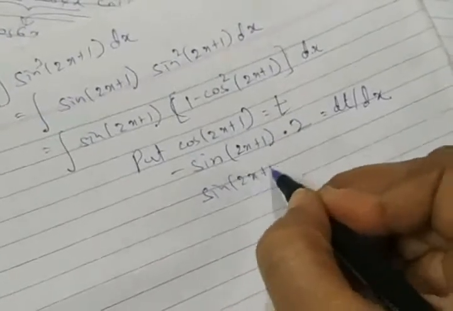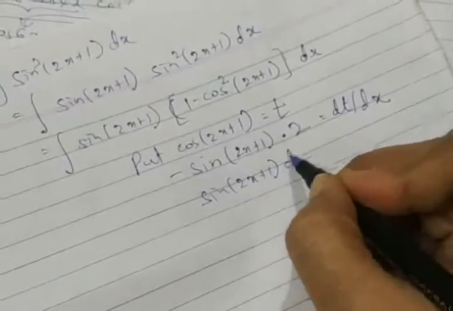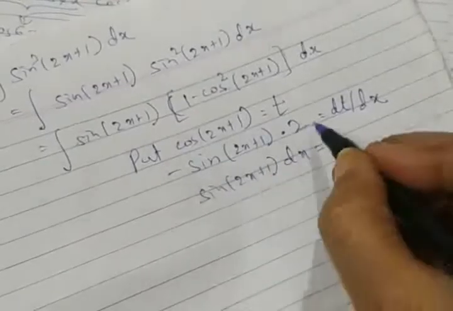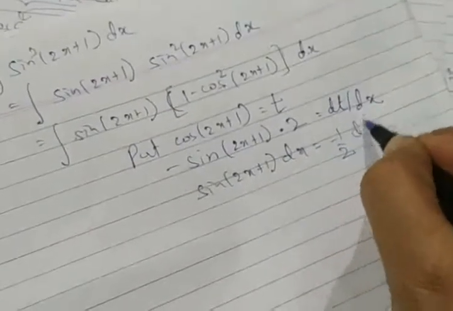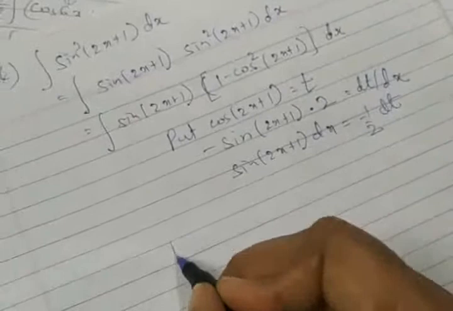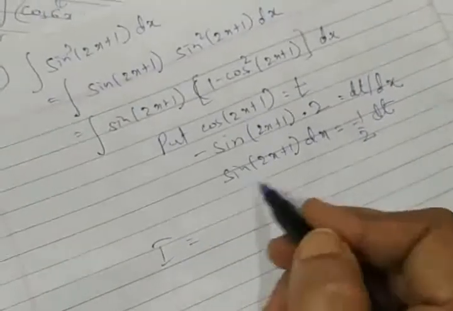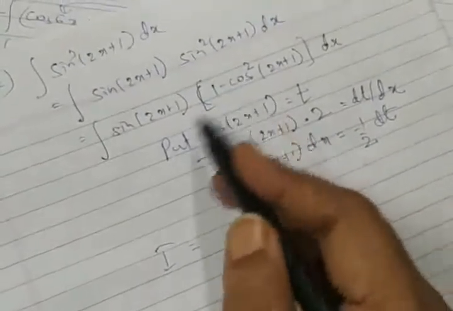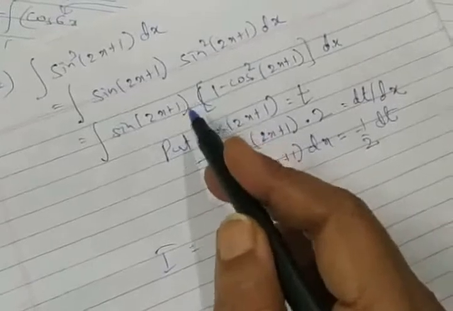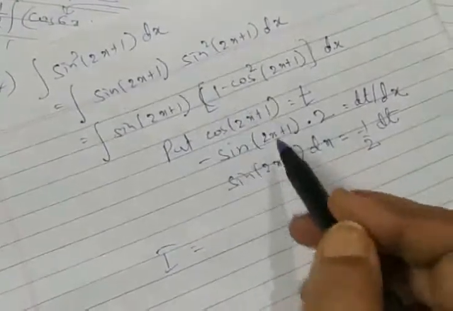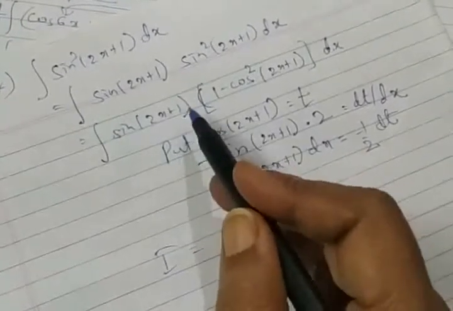We have sine of (2x plus 1) with respect to x, which I can take as minus 1 by 2 times dt, with the 2 transferred. So after doing all this, come back to the statement here and balance this term. This term has to be totally balanced with all the substitution steps here.